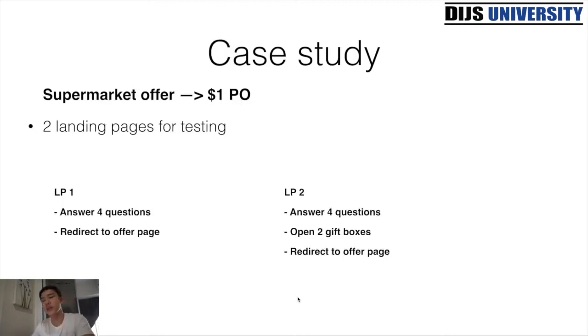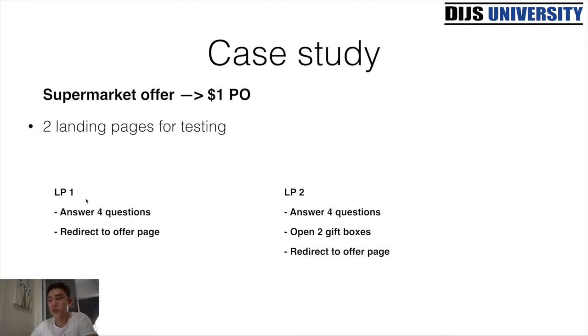So I have a little case study for you. It's my own personal case study. I was promoting a supermarket offer where people had to fill in their email address, a simple lead form, and I would get $1 for a payout. Actually it's €1, but that doesn't really matter for this example. So a $1 payout. I had two different landing pages for testing.